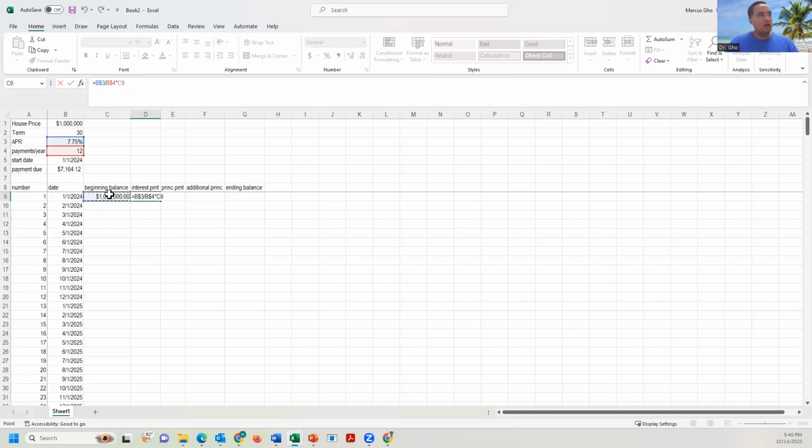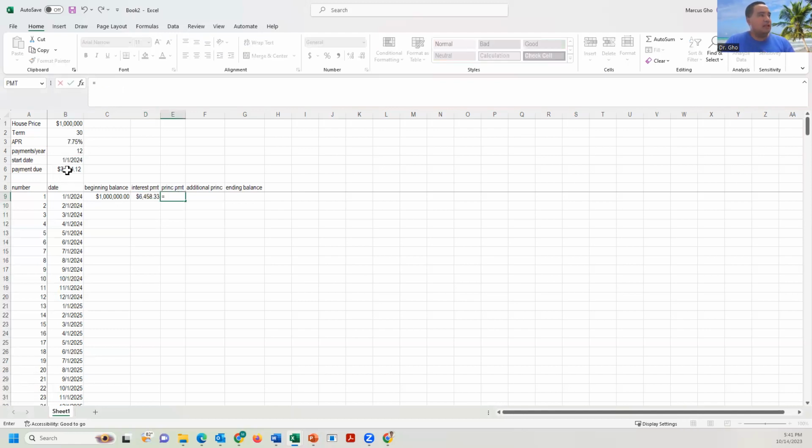So the bank has, on the first of the month, they say, okay, you have a $1 million loan with us. We'll apply the monthly interest rate, which is 7.75% divided by 12. Multiply that to the balance. So when you make that first payment, almost all of it goes towards servicing the loan. That's the interest part. The principal payment is everything that gets left over.